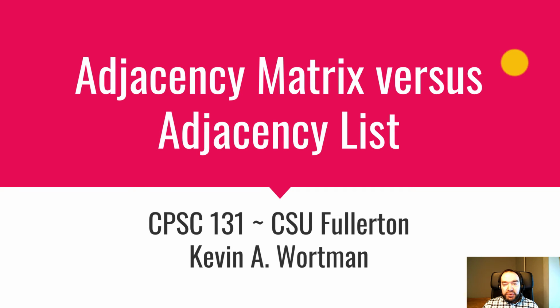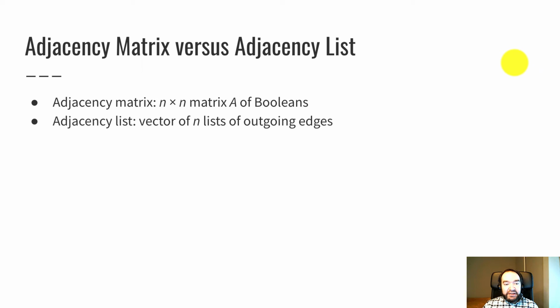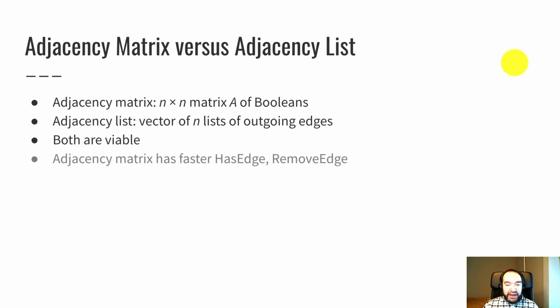Hi, this video will wrap up our coverage of the graph data structures. What we're going to do is a comparison between the adjacency matrix and the adjacency list. We'll see how they compare and why you might pick one over the other. Remember that an adjacency matrix is an n by n matrix of booleans, so it's a big 2D array or vector, and an adjacency list is a vector of n lists of outgoing edges. Both are viable, they both work, they're both reasonably efficient and they do store a graph.